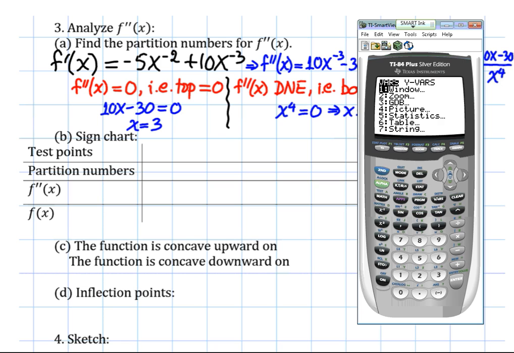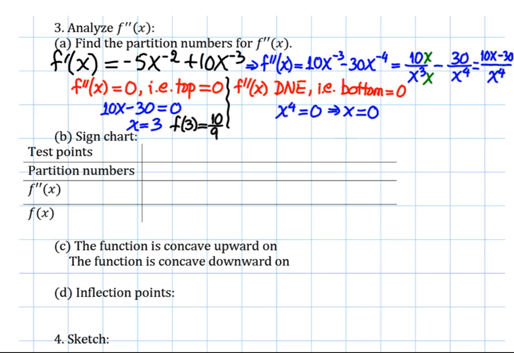Now let's evaluate at 3. Convert to fraction, 10 over 9. So f of 3 is 10 over 9. The value of the function at 0 does not exist or is undefined. Right. The partition numbers will be x equal to 0 and x equal to 3. So we have x equal to 0 and x equal to 3, which divide the number line.